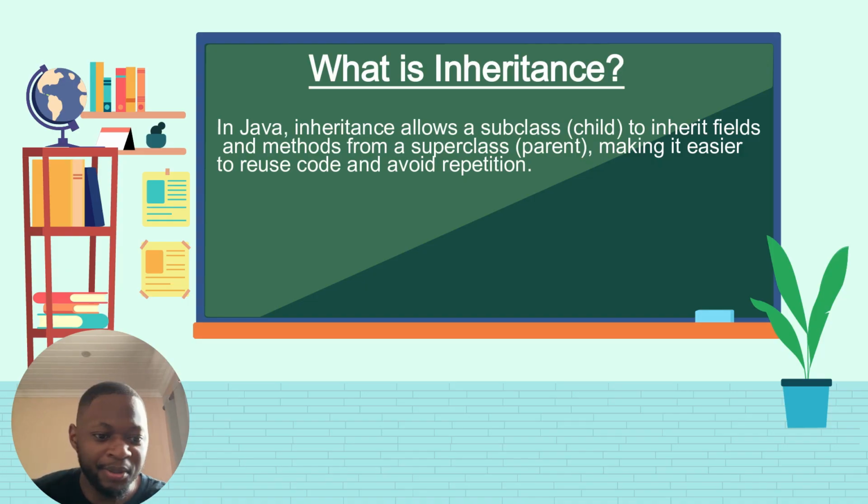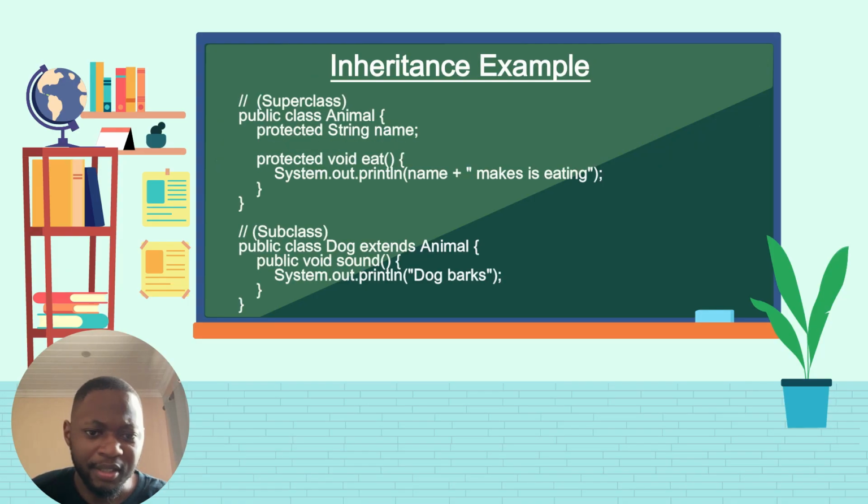So let's go on to the next slide. We'll touch base on an inheritance example. So this is our inheritance example. We have our superclass, which is the animal. As we see there, we have our protected variable, which is the name.